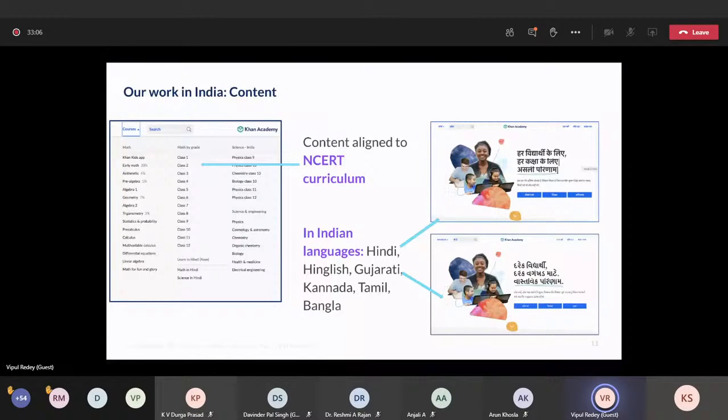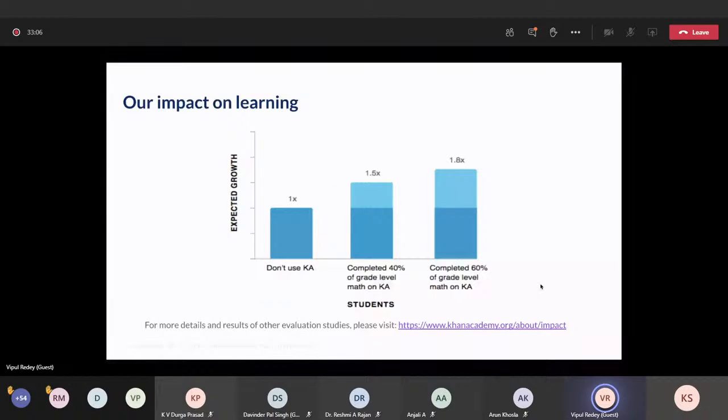Now, in terms of how this changes learning, we've done some very large studies, and I will share these slides with you, so you're welcome to take a look at the studies that we have published online. In general, let's assume that if you did not use Khan Academy, the growth that you saw over the span of that year was X. If you used about 40% of that grade level, so say I'm a student in grade 6 and I didn't use Khan Academy, I would grow X.